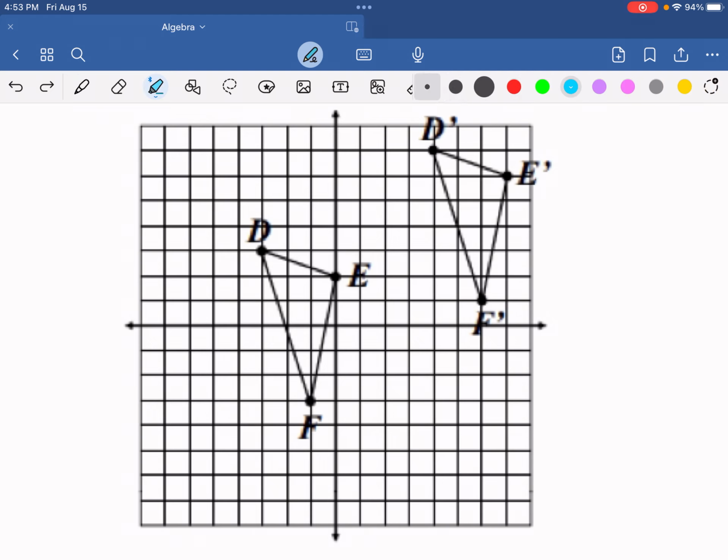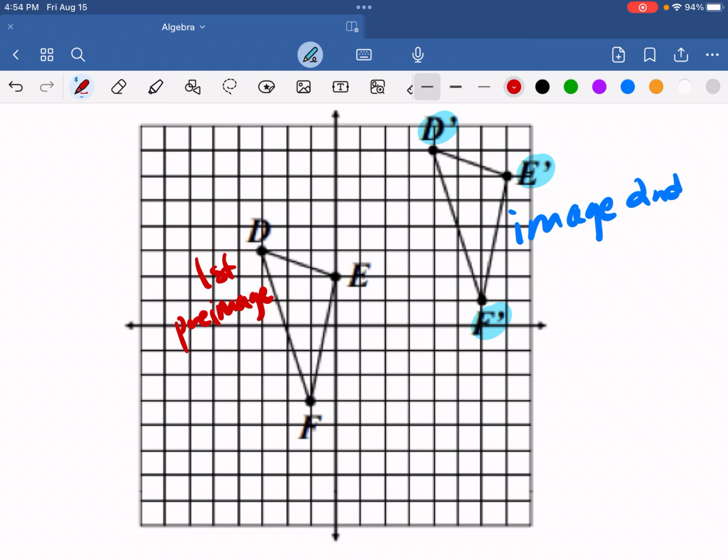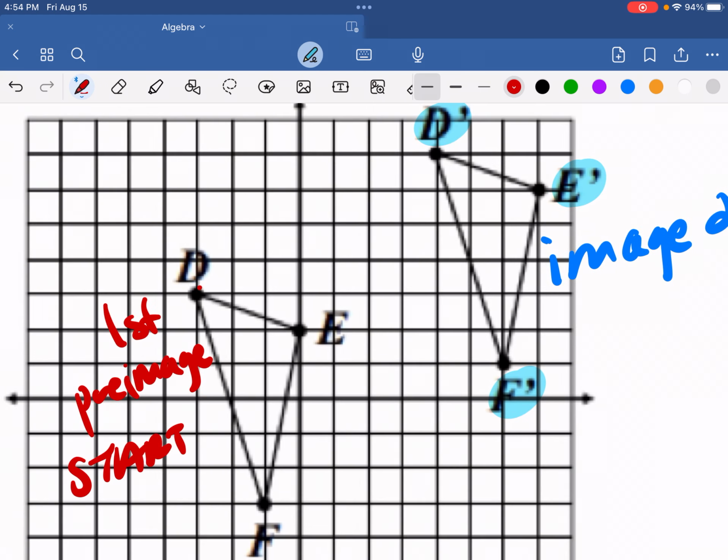But again, because it has D prime, E prime, and F prime, that means that is the image. That's the second one. So it means the pre-image, the first one, is the one with just D, E, and F points. So that's the pre-image. That's the first one. It means this is where we start. So we're going to start at D, and then we count until we get to this point to the right, because it's right under D. So 1, 2, 3, 4, 5, 6, 7. That's 7 to the right. And then it goes up 1, 2, 3, 4. 4 up.